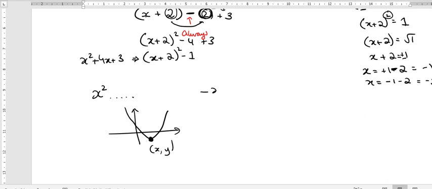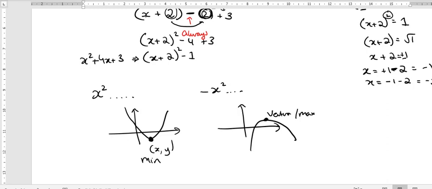If it was a minus x squared, whatever the rest of the quadratic equation, it would be a negative one. And here you will have the vertex. Now in this case, this vertex is a minimum value. And in this case, the vertex is a maximum value, as you can see, because it's at the top.